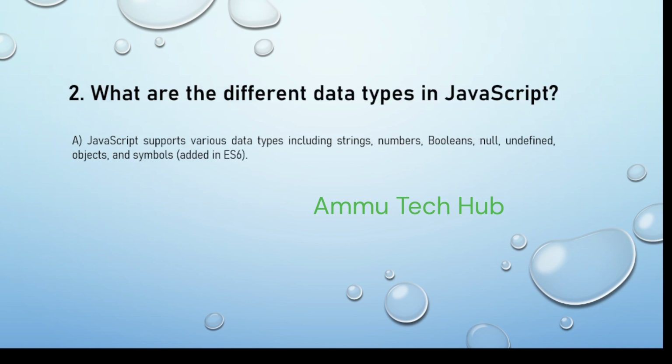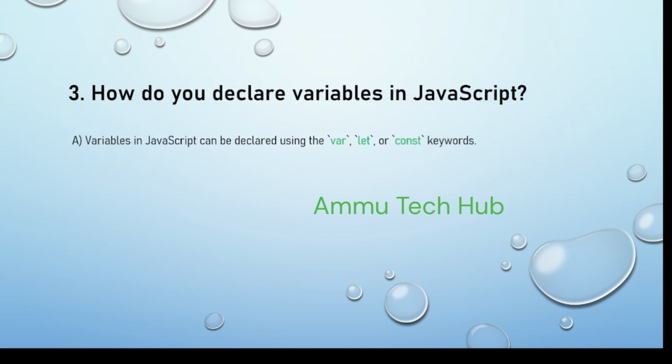What are the different data types in JavaScript? JavaScript supports various data types including strings, numbers, booleans, null, undefined, objects, and symbols, added in ES6. How do you declare variables in JavaScript? Variables in JavaScript can be declared using the var, let, and const keywords.